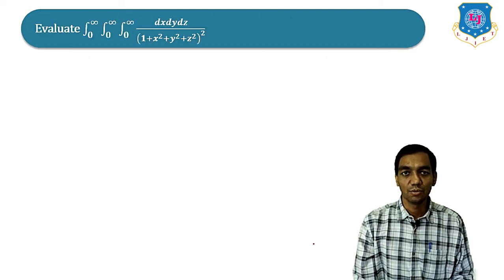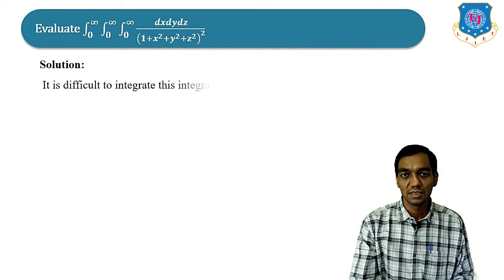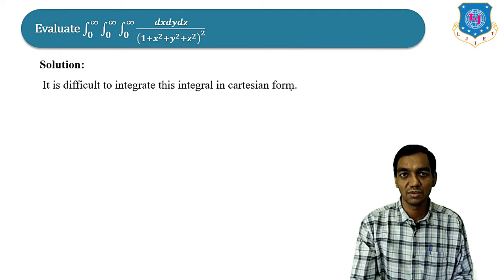Now, first of all, in a spherical coordinate system, if you are given any curve and you are going to reduce it to the spherical coordinate system, then you have to start with the origin. See, here we are starting with an example. Evaluate the integration from 0 to infinity, 0 to infinity, 0 to infinity of dx, dy, dz upon 1 plus x square plus y square plus z square, the whole square.